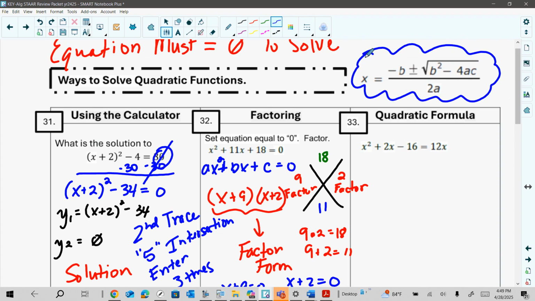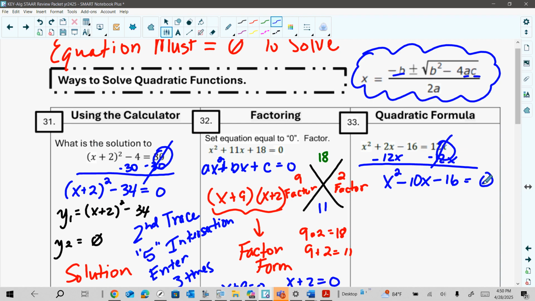The parts you need in the formula are your b, your a, and your c, which is why you want it in standard form, which means we want this equal to 0. So we're going to start off with minus 12x. I'm going to line this up with x. Minus 12x. This cancels out, becomes 0 here. So we have x squared minus 10x minus 16 equals 0.